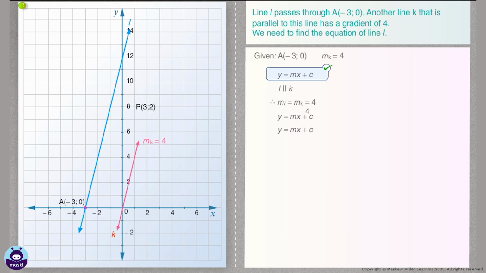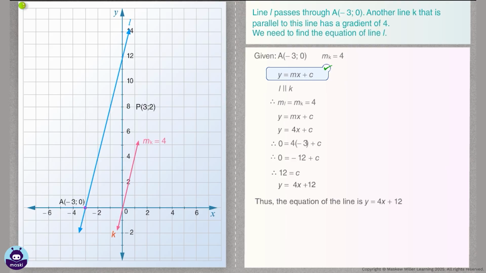y is equal to 4x plus c. 0 is equal to 4 times -3 plus c. 0 is equal to -12 plus c. 12 is equal to c. Thus the equation of the line is y is equal to 4x plus 12.